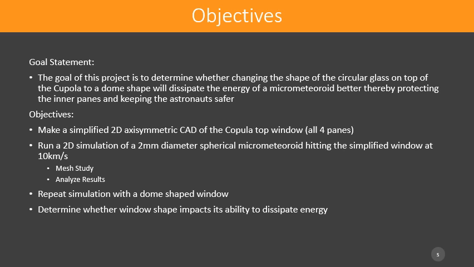So to do that, I ran a mesh study and I analyzed the results after running the simulation. After I did that, I repeated the simulation with a dome-shaped window to compare the results, and finally I determined with those results which window shape is better at dissipating impacts of micrometeoroids.